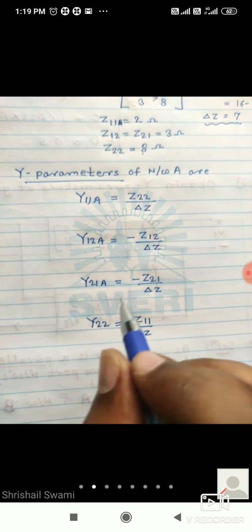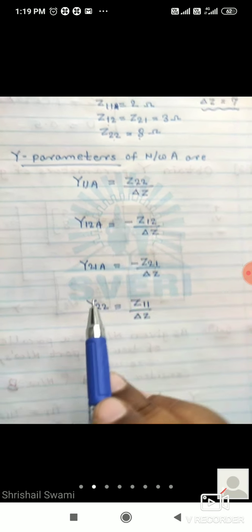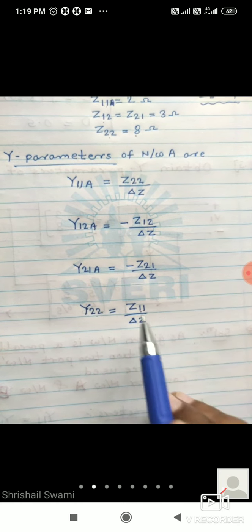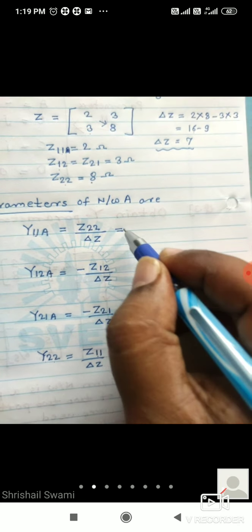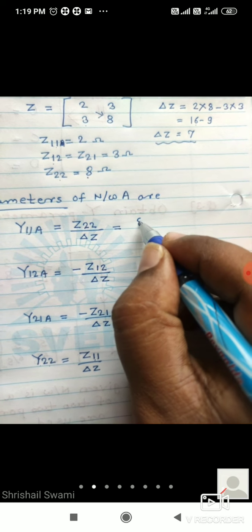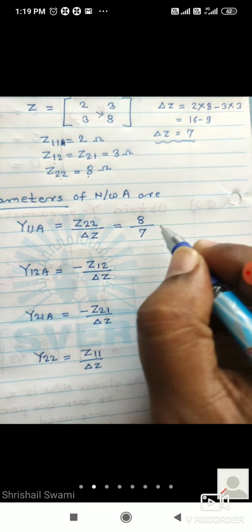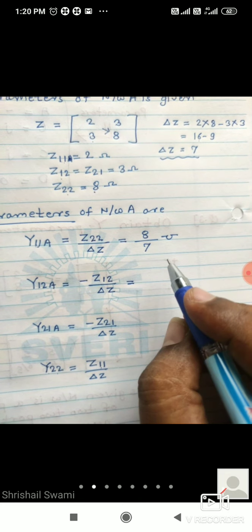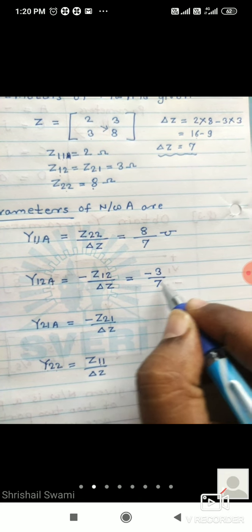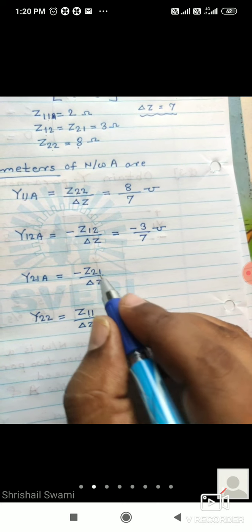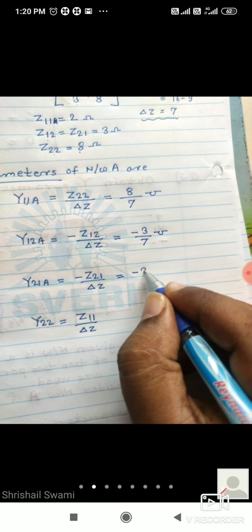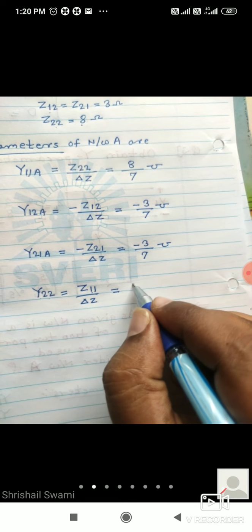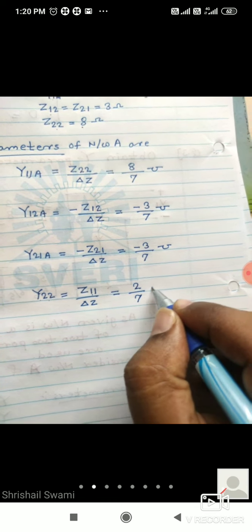by delta Z. Only here, for Y11 take Z22, and for Y22 take Z11, and in every place the denominator is delta Z. So put the values here. What is Z22? It is 8. 8 divided by 7, unit is mho. So here Z12 is 3, so minus 3 by 7 mho. Next, what is Z21? Again 3, so minus 3 divided by 7 mho. And lastly, what is Z11? It is 2, so 2 by 7 mho.